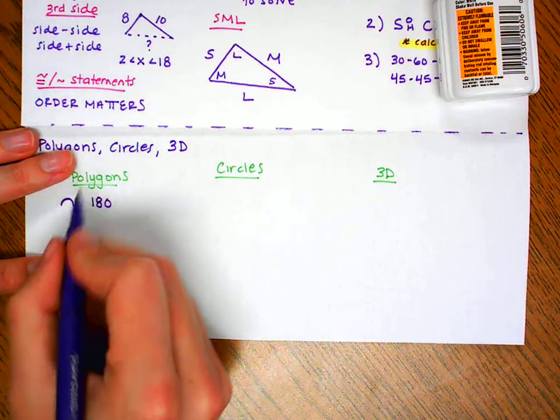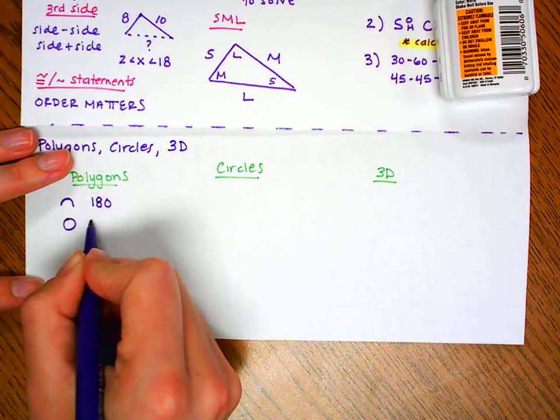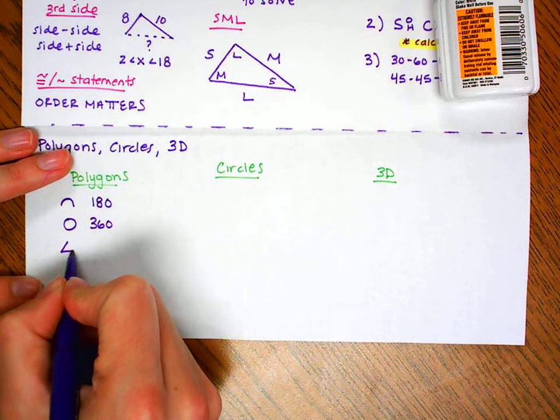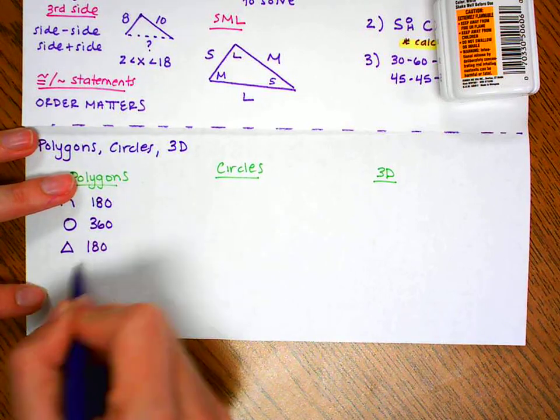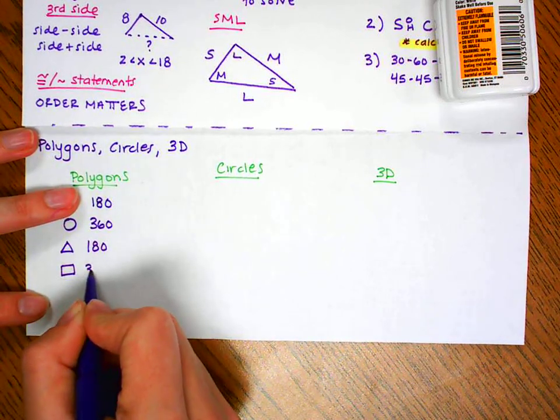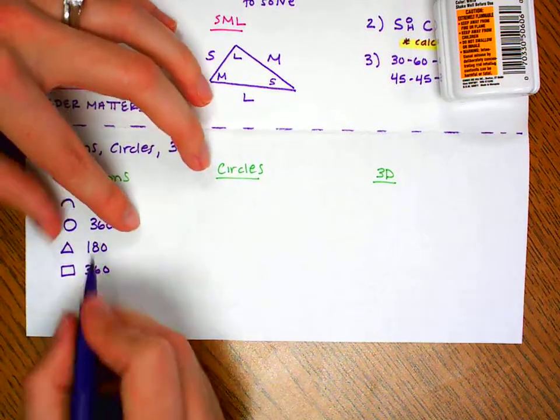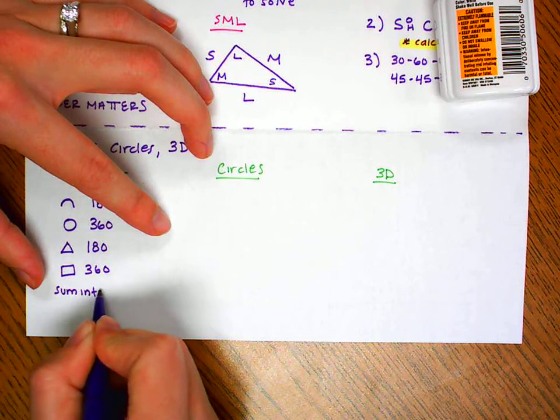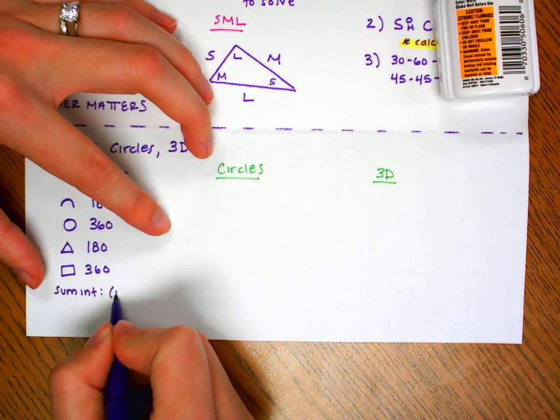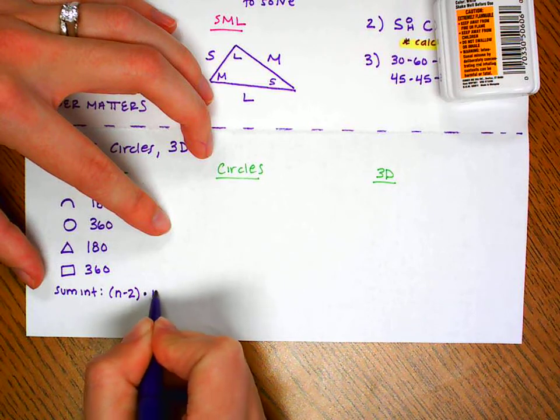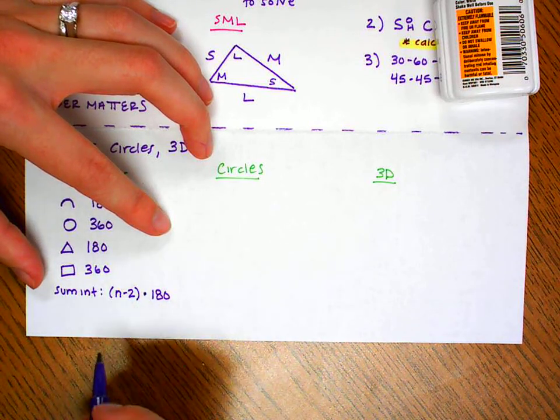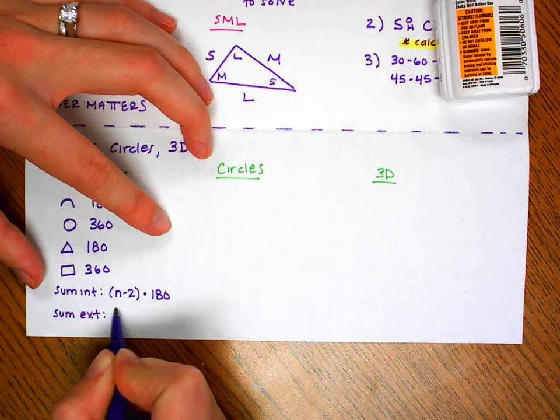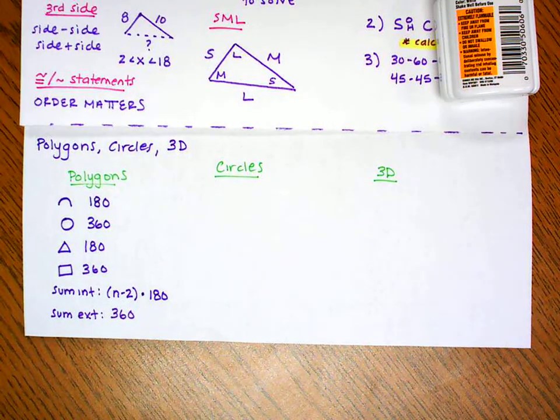If you have a full circle, or if you can make this shape with your pen, that's all going to add up to 360 degrees. The three angles in a triangle add up to 180, and the angles in a quadrilateral add up to 360. We also had two other formulas we want to remember. The sum of the interior angles of any polygon is going to be n minus 2 times 180. So n minus 2 times 180. And the sum of the exterior angles is always 360. So those are the big things for polygons.